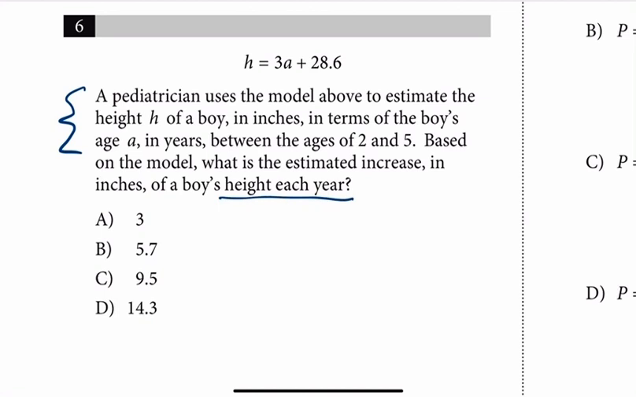And then they're telling me that the model above estimates the height of a boy in inches in terms of the boy's age. So this is honestly just a straightforward slope question. They're literally just asking you, in hidden words with a very complicated word problem, what is the slope? And in this case, the slope is just 3. Right here, it's just 3. So this would be A.